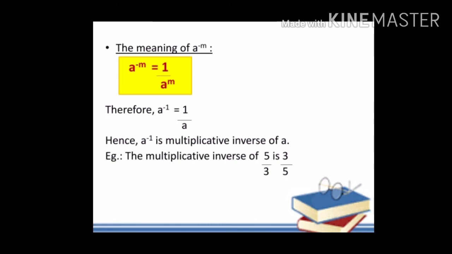Now, let's understand the meaning of a raised to minus m. a raised to minus m is equal to 1 upon a raised to m. Therefore, a raised to minus 1 is equal to 1 upon a. Hence, a raised to minus 1 is the multiplicative inverse of a. See the example. The multiplicative inverse of 5 upon 3 is 3 upon 5.